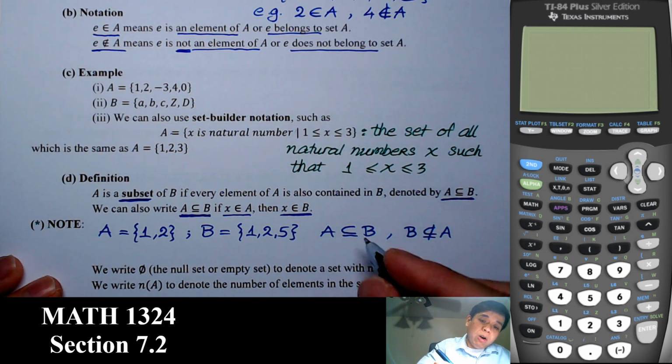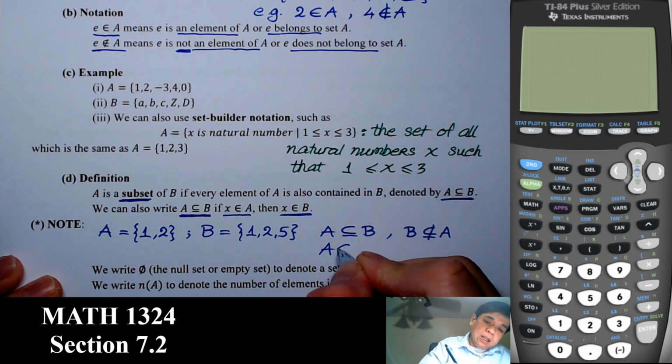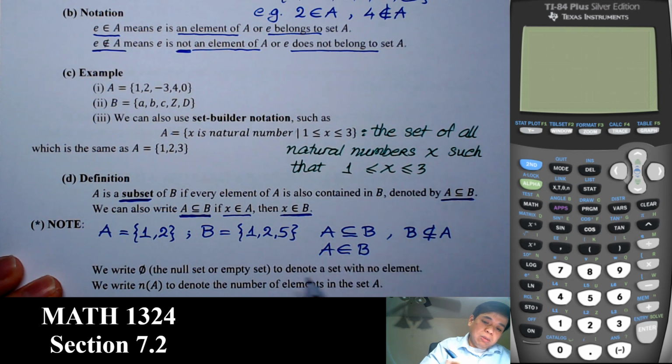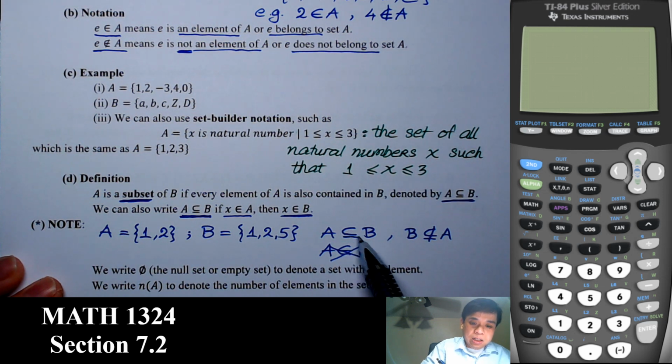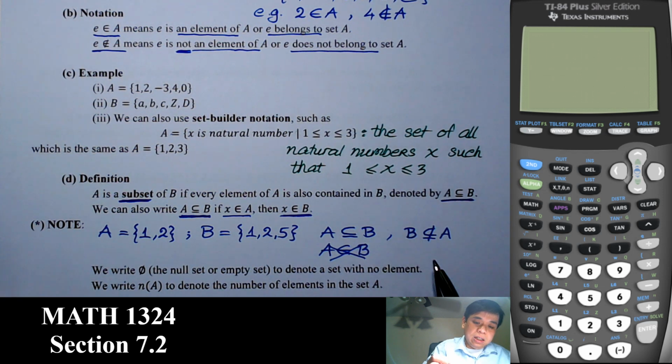So that's how we write it. Notice it would be wrong if we say A is in B, because the element A is not in B. So this is wrong to write. The difference in notation is that it's a subset of B.